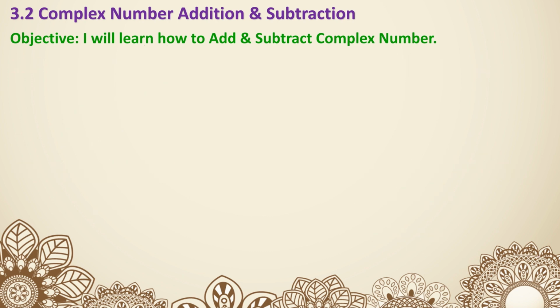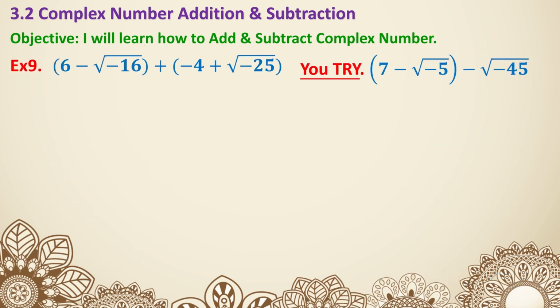Moving on. Example 9 and example 10. Well, this time you're not given the i directly, you are given some roots. So we do need to rewrite them first. So let's see. 6 minus, well, this is square root of negative 1 times square root of 16. Square root of 16 is 4, and square root of negative 1 is just i, so you just have 4i. Then plus, well, it's a plus sign, so we don't have to do anything, but I'm still going to keep the parentheses for now.